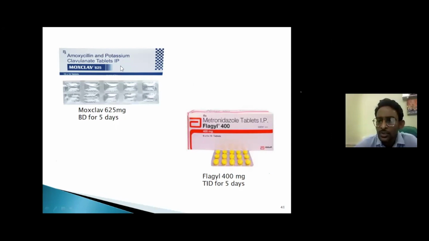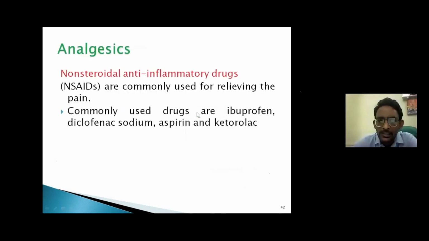So basically, Moxclav is a broad spectrum antibiotic. It works predominantly against gram-positive microorganisms, whereas metronidazole acts mainly against anaerobic microorganisms. And non-steroidal anti-inflammatory drugs are commonly used for relieving the pain.